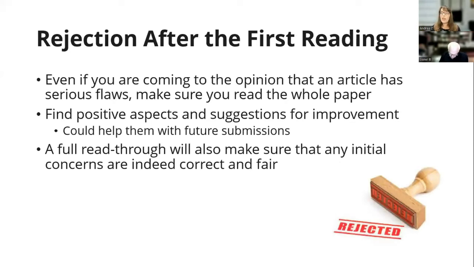If you choose to reject, remember, we've already rejected many of them before they even get to the reviewer stage. So it's important that you have a good reason for rejection, and that you relay that back to the author as well as the editors on why you feel that this paper should be rejected. So even if you have come to the opinion that the article was fatally flawed, and that it's not appropriate for publication in our journal, make sure you still have read the whole paper, and make sure that you provide feedback to the authors, because that can help them with future submissions.